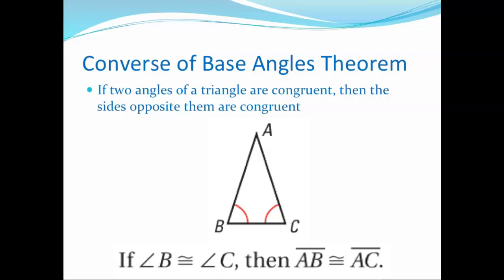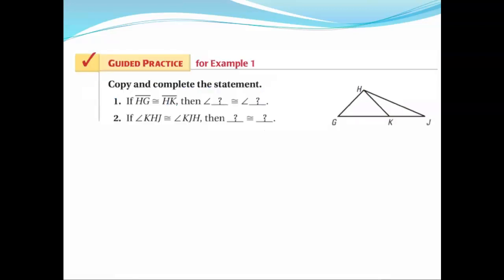Let's take a look at this first example. So you have a diagram on the right there, and you are to complete the statement. If HG is congruent to HK, then angle what is congruent to angle what? Okay, so it looks like we're looking at the triangle that's on the left there. So if HG is congruent to HK, then we know that the base angles are going to be congruent. That would be angle G and angle K.